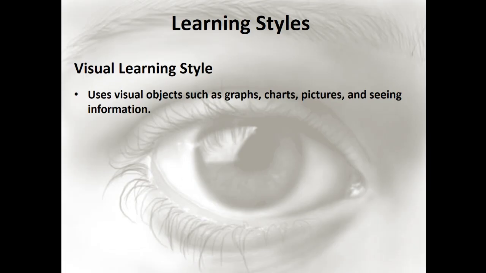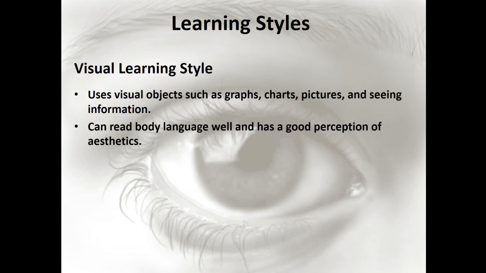So let's look at them. Visual learning style uses visual objects such as graphs, charts, pictures, and seeing information. I think you would have a pretty good understanding of if you have this style. If you are a graphic artist, you would have a visual learning style. Visual learning style has a very high perception level when it comes to nonverbal communication. So they could read body language very well and have a good understanding of the aesthetics of what surrounds them.